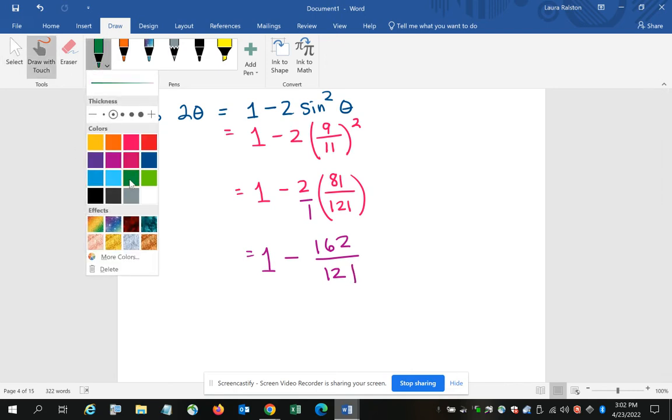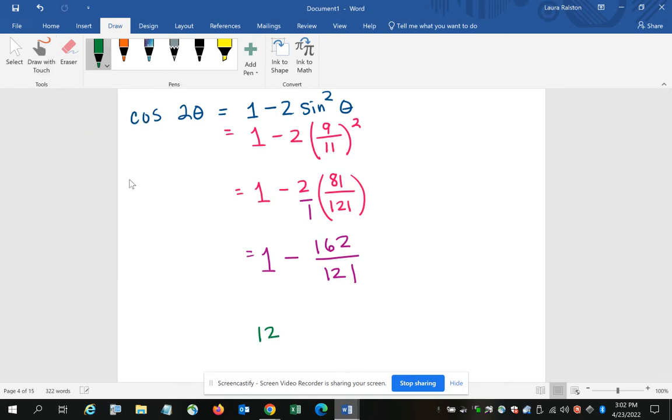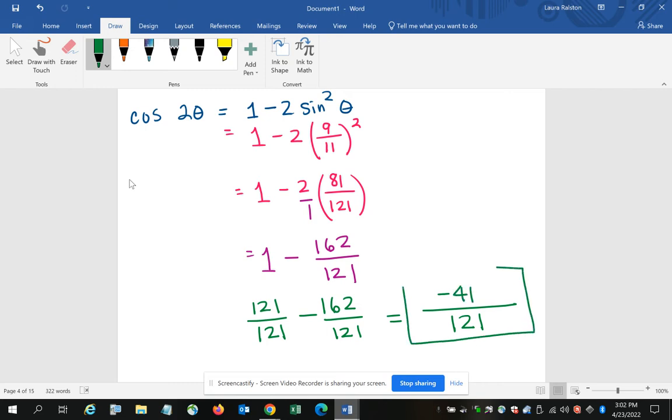Find your common denominator. 1 whole would be 121 over 121 minus 162 over 121. So we keep our denominator of 121. 121 minus 162 is negative 41. So our answer is negative 41 over 121 for cosine 2 theta.